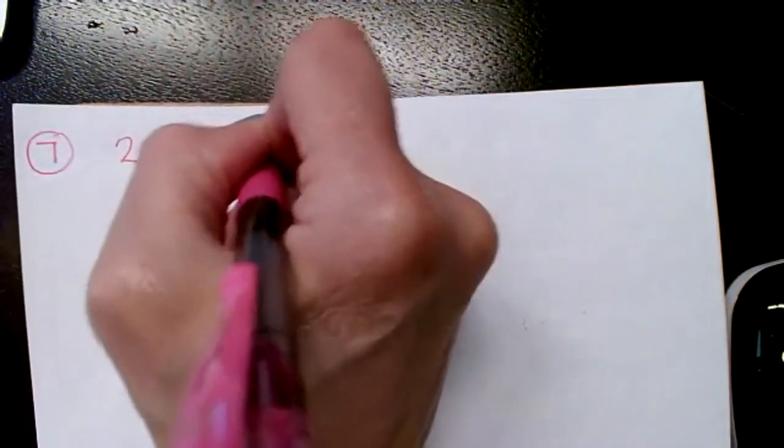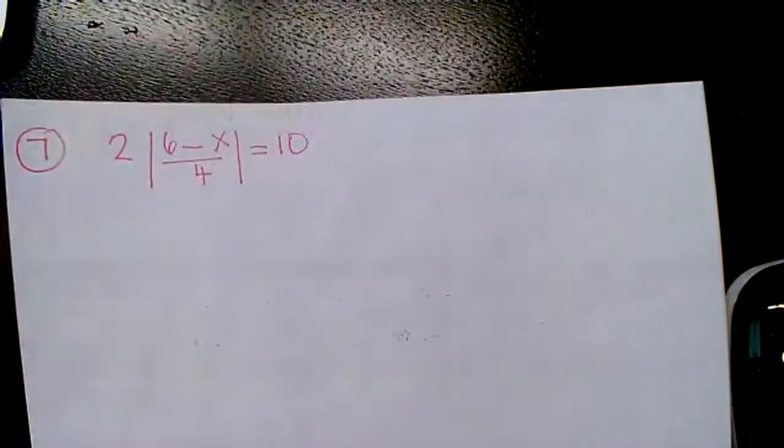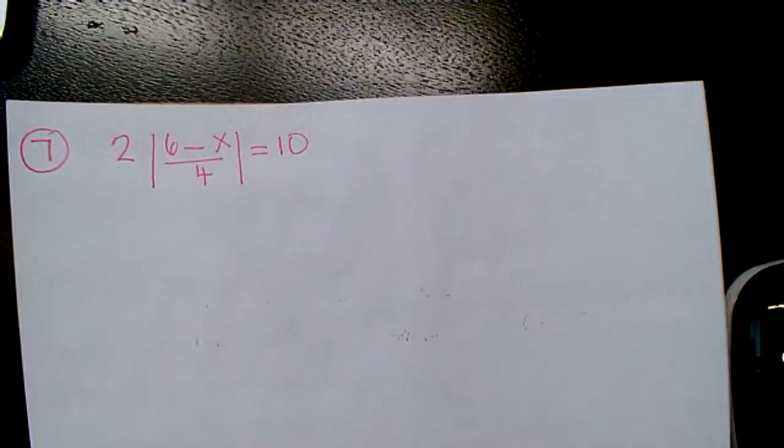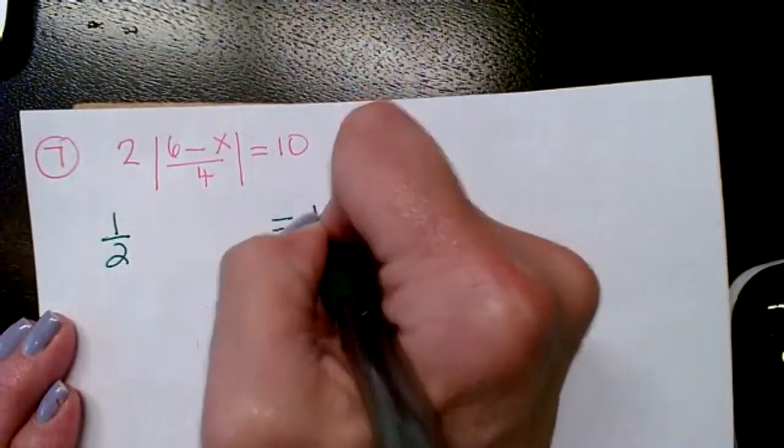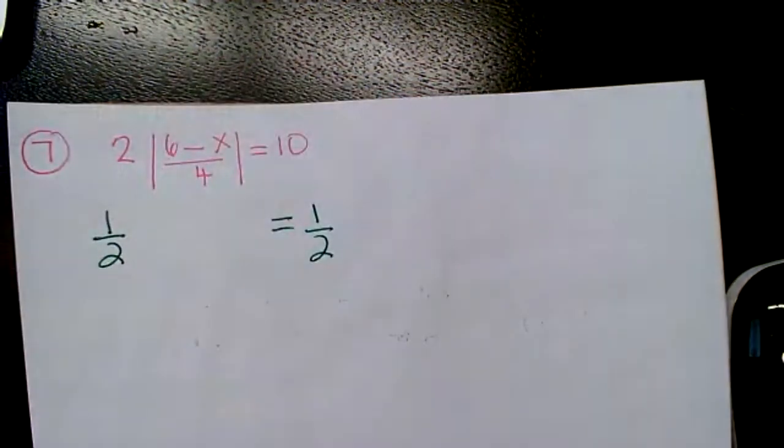So we have 2 times the absolute value of 6 minus x over 4 equals 10. All right. So what do I need to do? I need to isolate the absolute value. So I'm going to multiply by the reciprocal, right? 1 over 2 and 1 over 2. I'll write it down.